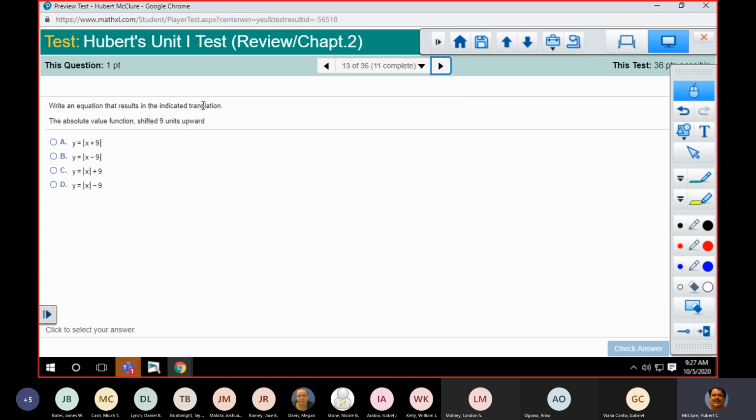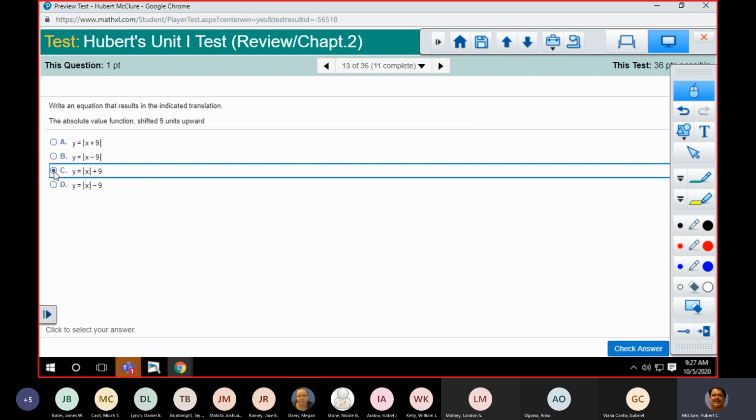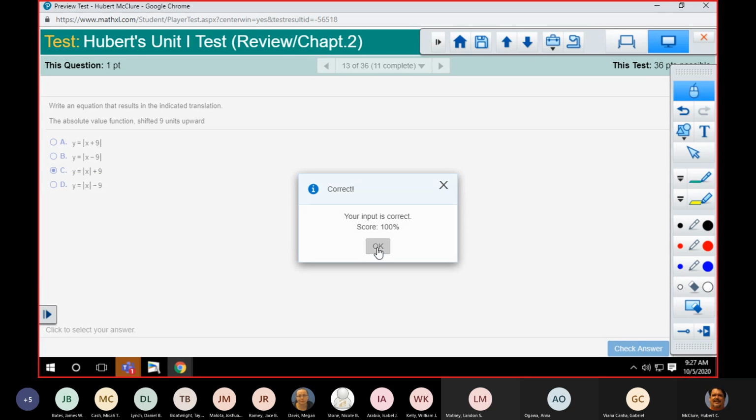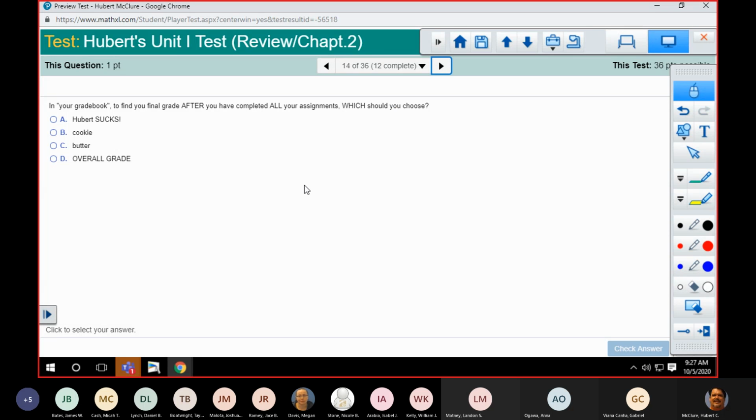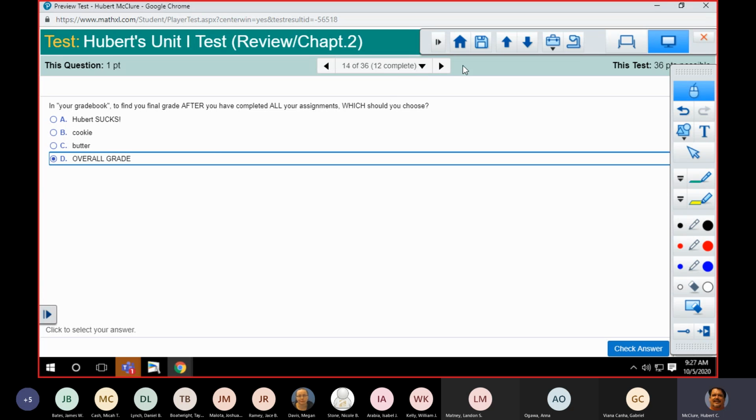Write an equation that results in the indicated translation. 9 units upward. Absolute value, vertical shift of 9 up. Which one is it? That means I want somebody to answer the question. C. C. Overall grade.